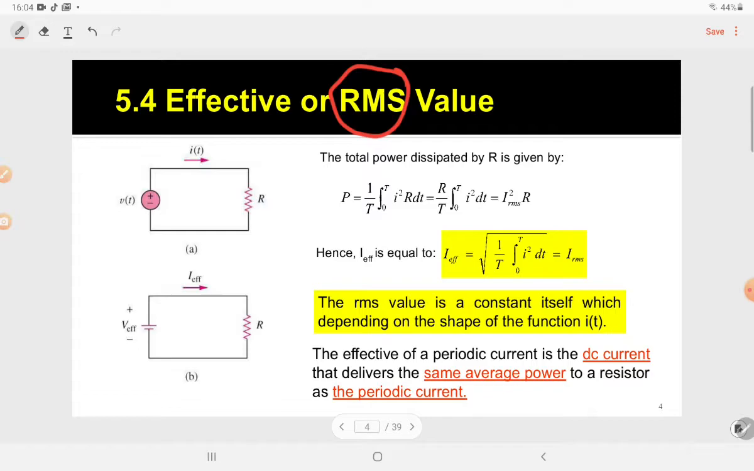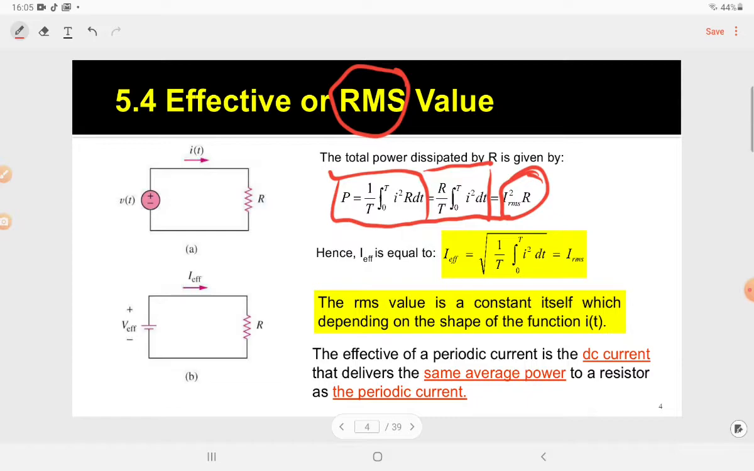Let's say you have a circuit with a resistor. The total power dissipated by the resistor is given by this formula. With some elaboration, you can see that power equals I RMS squared times R. So we don't have an RMS value for the power. We only have RMS value for the voltage and also the current.